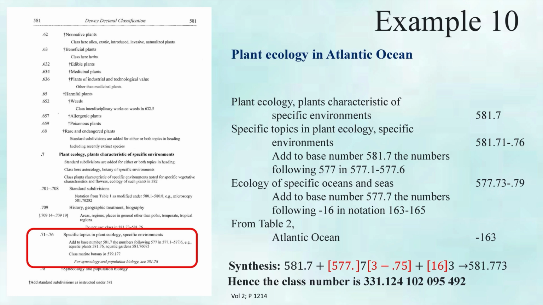We get 577.73 to .79, where it redirects us to Table 2. From Table 2, we get the number for the Atlantic Ocean, that is 163. According to all the instructions found so far, we add 581.7, then 7 from 577.73 to .79, then we omit the 1 and 6 of the Atlantic Ocean and add only 3. So finally the number will be 581.773.